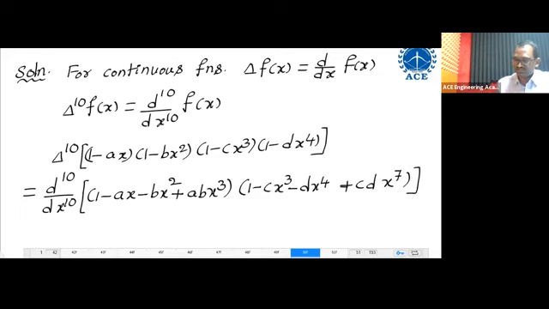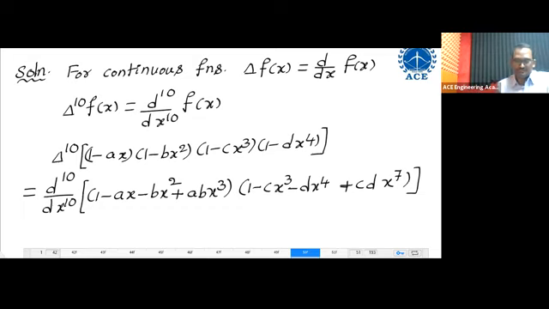Ten times differentiation. Don't write all, just write whatever you want. Look, 1 into 1, 1, so 10 times the differentiation of 1 is 0, not required. 1 into x cube, 10 times the differentiation of x cube is 0. 1 into x power 4. So 1 into x power 7, 10 times the differentiation of x power 4 and x power 7 is 0, not required.